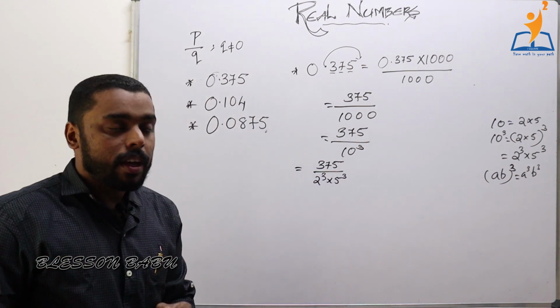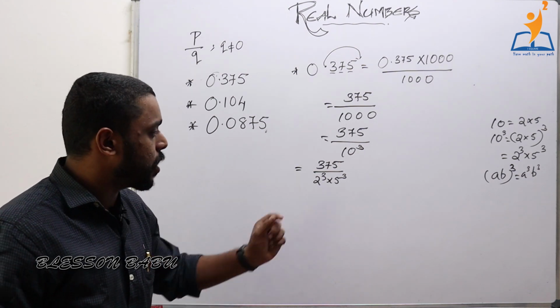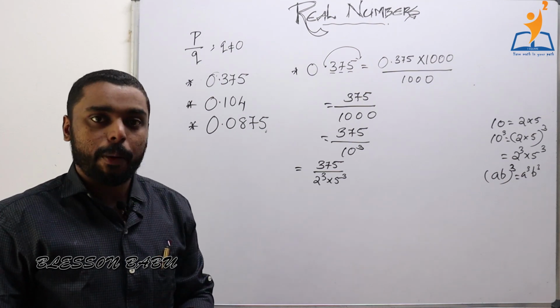Now we can cancel the common terms. In order to cancel the common terms, we have to reduce 375 to its prime factors.